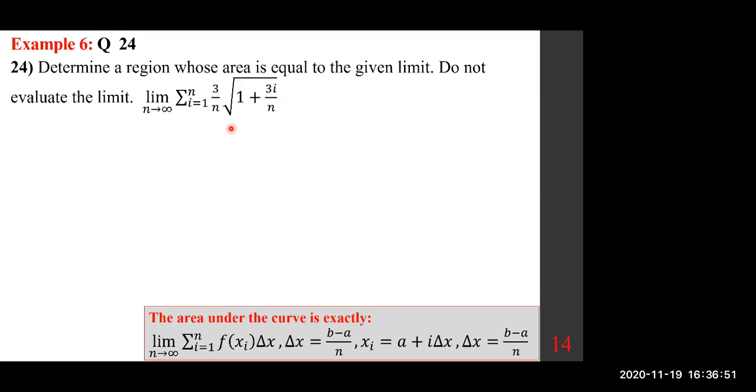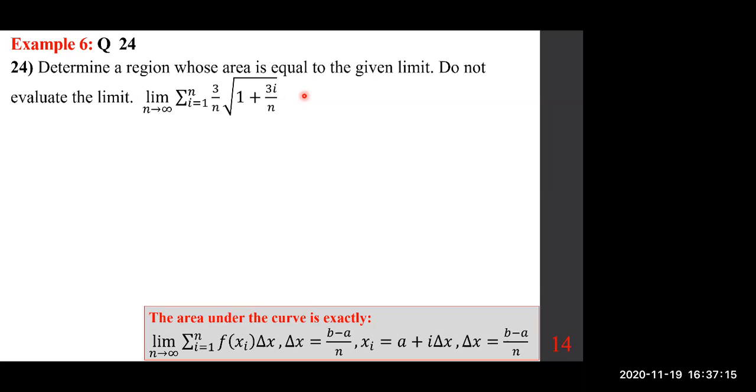So go back to this one and compare it. We're going to compare that in a moment. And this seems to be like a square root function, square root of 1 plus something. Are you with me? So you have an idea that the function should be something like a square root of 1 plus some function. All right, so what is it?